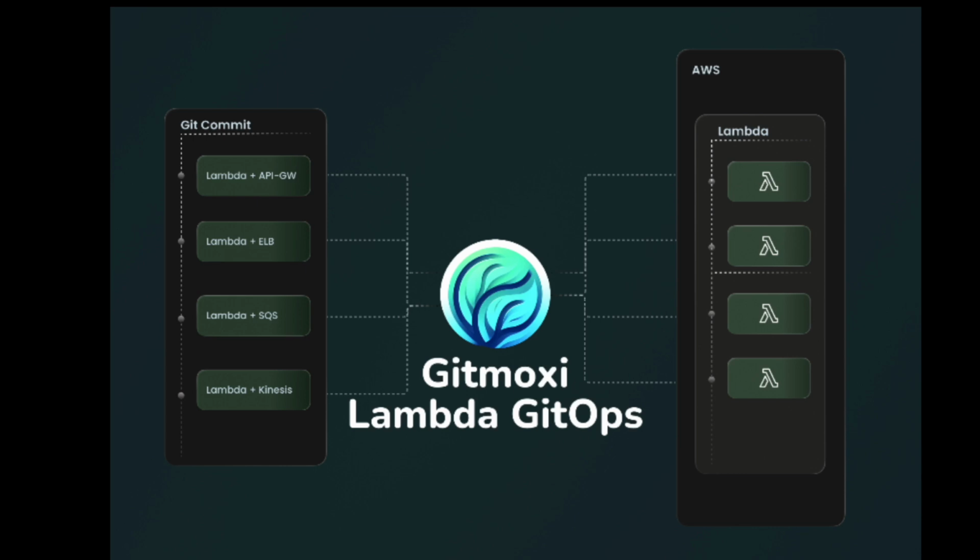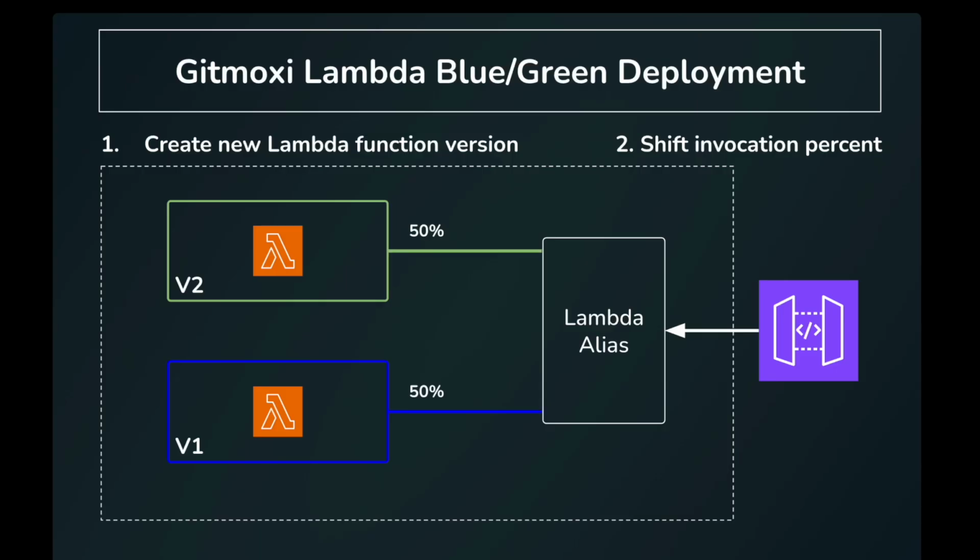Today we will take a look at how Lambda GitOps works. Just like ECS and EKS, you can create Lambda definition files and Lambda event source definition files. When you make changes to these files, Gitmoxi will automatically either create a Lambda function if it doesn't exist, or it will update the Lambda function.